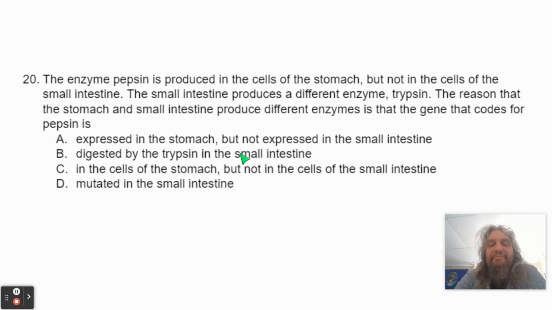Number 20, the enzyme pepsin is produced in the cells of the stomach, but not in the cells of the small intestine. The small intestine produces a different enzyme, trypsin. The reason that the stomach and small intestine produce different enzymes is that the gene that codes for the pepsin is A, expressed in the stomach but not expressed in the small intestine, B, digested by trypsin in the small intestine, C, in the cells of the stomach but not in the cells of the small intestine, or D, mutated in the small intestine.